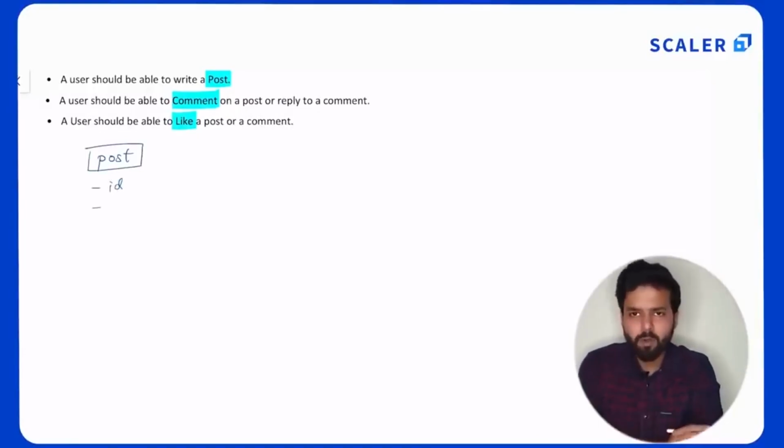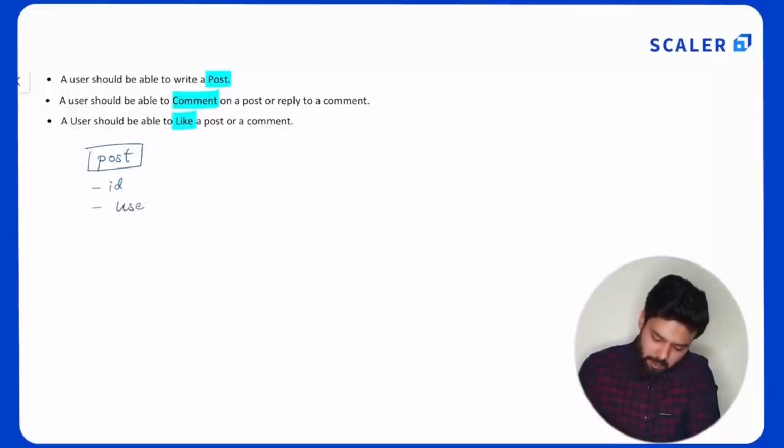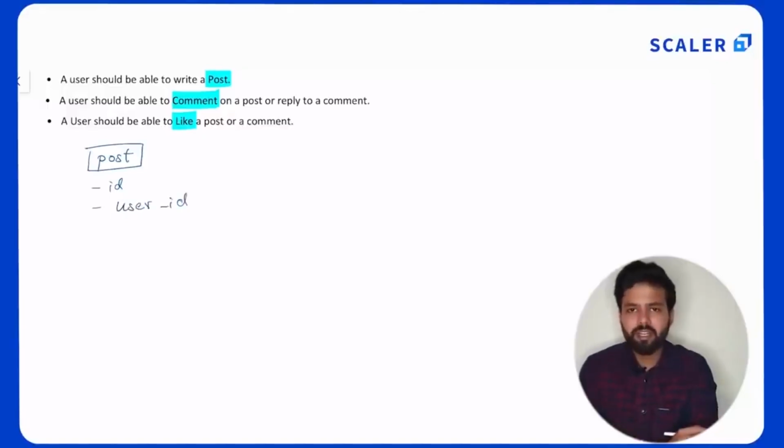Now, what is the relationship of a post with a user? One user can have multiple posts, whereas the reverse is not true. One post will be written by just one user. So let's add user ID in the post entity table.